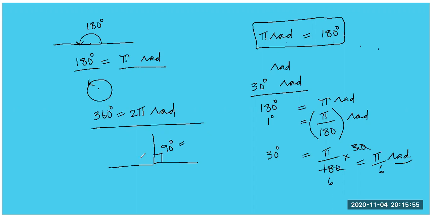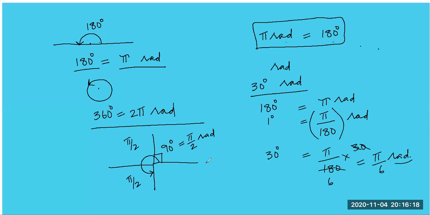180 degrees is pi radians. 90 degrees will be equal to pi by 2 radians. Okay, so can anyone tell me this 270 degrees will be equal to how many radians? This is pi by 2, one more pi by 2, one more pi by 2.